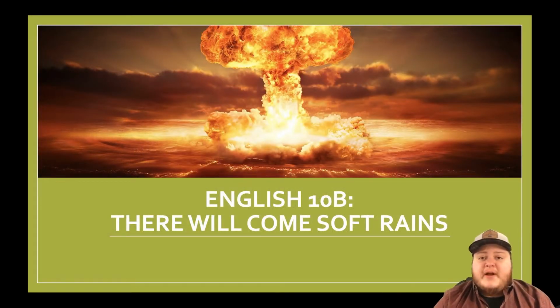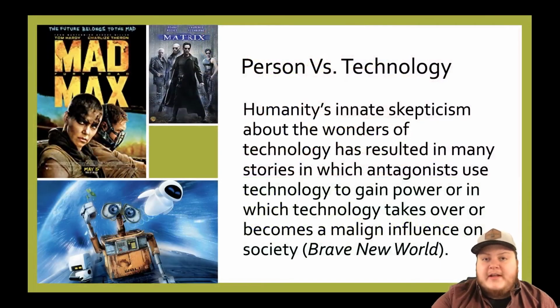So, There Will Come Soft Rains is a poem that was written in 1918, as well as a short story written in the 1950s. So, it's going to be person versus technology, but you could also look at other things too, maybe person versus society, or maybe person versus person.